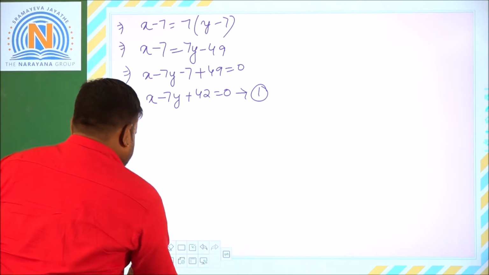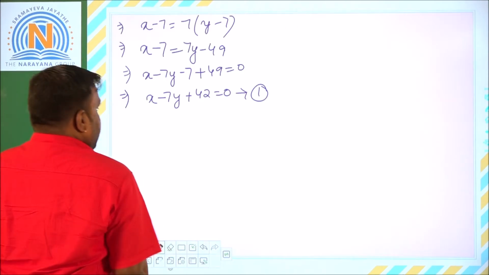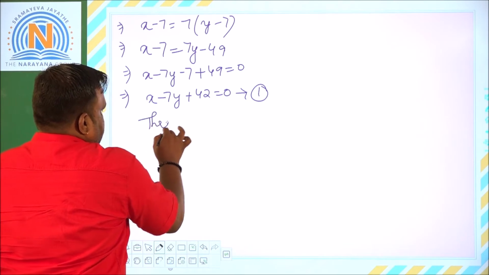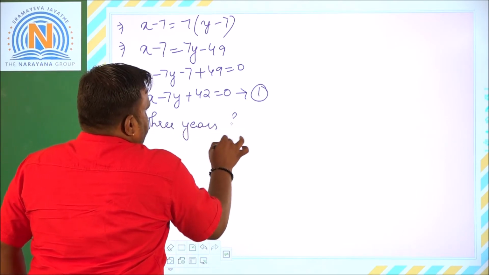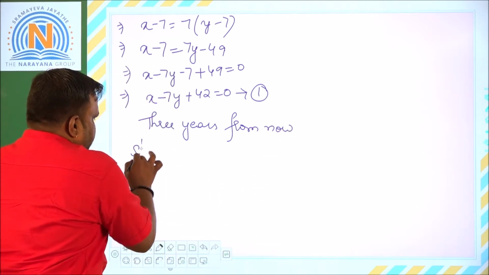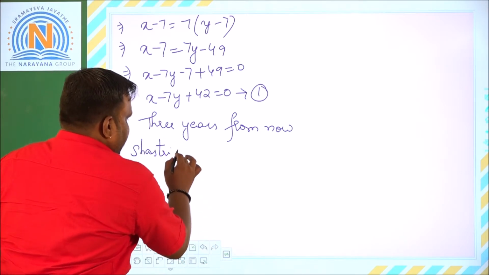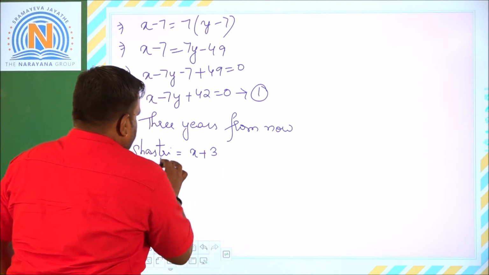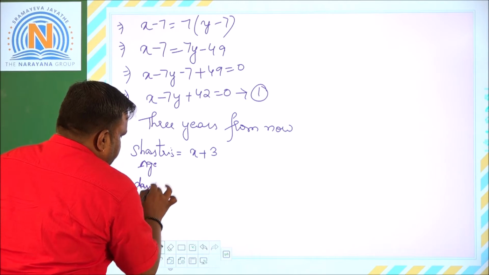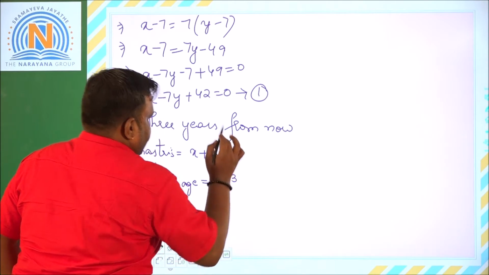Now coming to the second situation. What is our second situation? Also 3 years from now. So the next case is 3 years from now. When you are talking about 3 years from now, what will be the age of Shastri? Since we took Shastri's age as x, 3 years from now it will be x plus 3. Then what will be his daughter's age? Similarly, the daughter's age will be y plus 3.